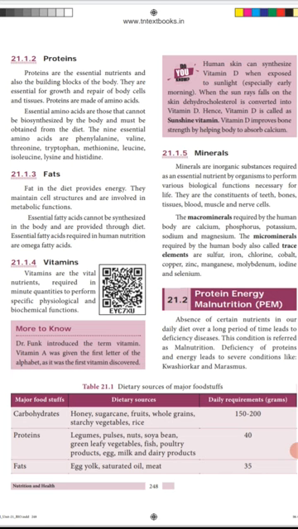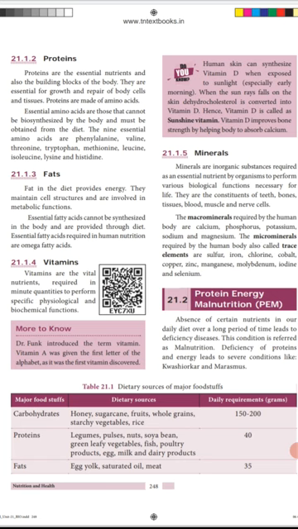There are 9 essential amino acids: phenylalanine, valine, threonine, tryptophan, methionine, leucine, isoleucine, lysine, and histidine. We get these from the diet only, as the body cannot synthesize these amino acids. Okay, next one is fat. Fats provide energy and maintain the cell structures and the metabolic functions also.